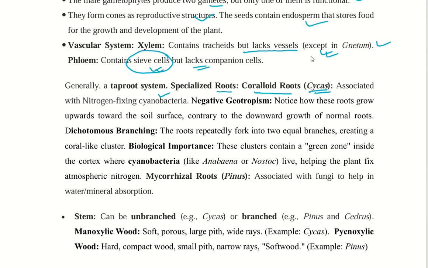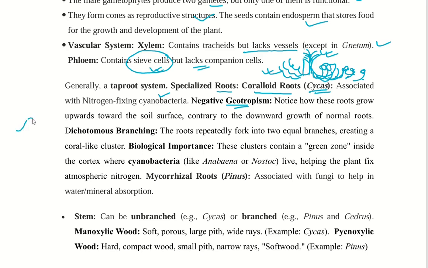These coralloid roots are actually negatively geotropic, that is, against gravity. So this is the coralloid root. This is our cycas plant, and it's just opposite to the gravitation. And this is negatively geotropic. So we notice these roots grow upward towards the soil surface, contradictory to the downward growth of the normal roots.